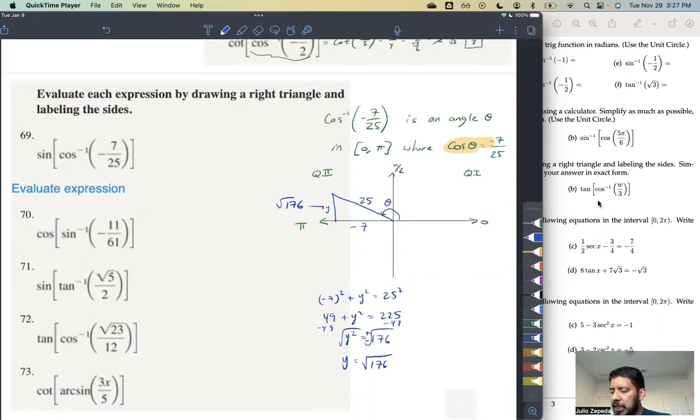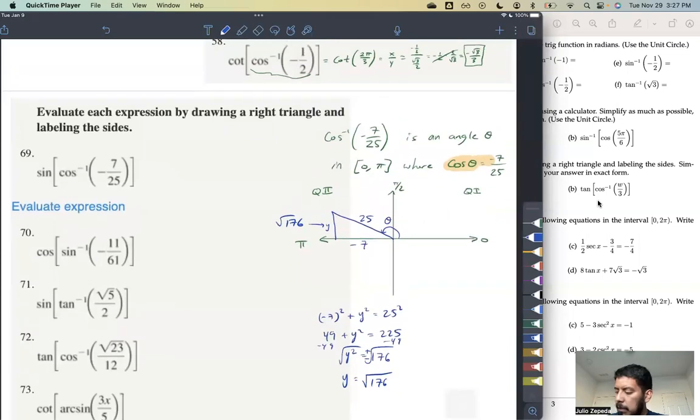And so the sine of the angle theta, we've drawn the angle in quadrant 2. The sine of that angle is square root 176 over 25. And that is our answer. Okay. Remember that this cosine inverse represents an angle. So it completely makes sense to take the sine of the cosine inverse because the cosine inverse represents an angle. And we take the sine of angles. All right.